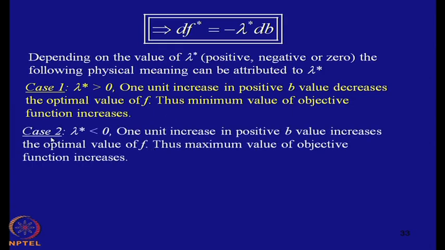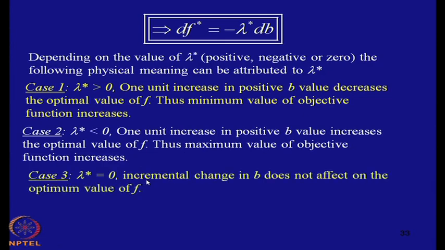And if we consider lambda star to be negative, then again if dB is positive, that means if we relax the feasible region, we will see that the optimal value of the objective function will increase, because lambda star is negative, so altogether it would be positive. That is why we get an increase in the objective functional value. That means we are getting a better objective functional value in the maximization problem. Thus, the maximum value of the objective functional value increases. But if lambda star is equal to 0, that means there is no effect on the optimal value for the given optimization problem.